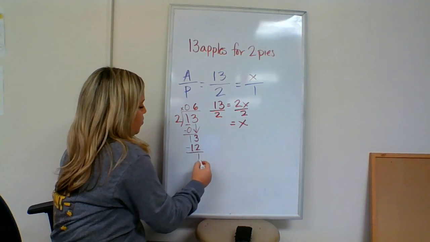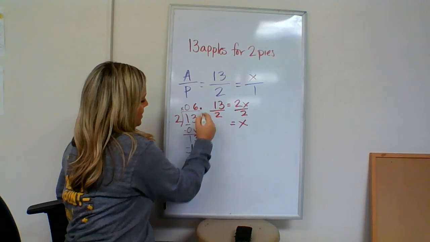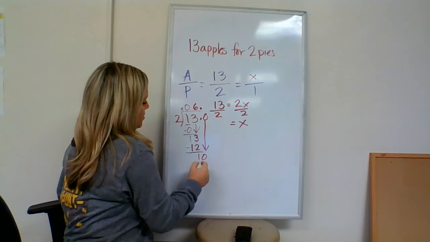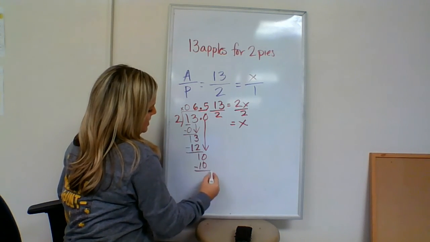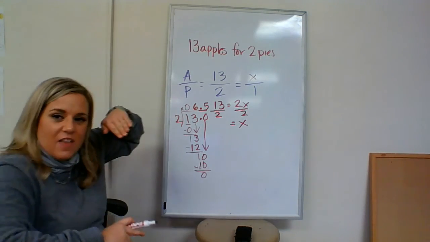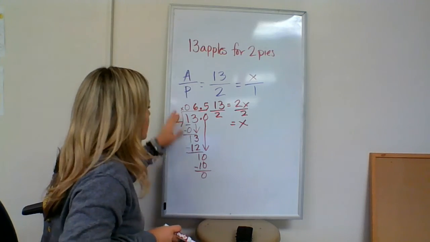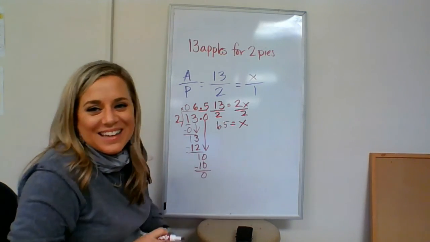3 minus 2 is 1. I'm going to have to add a decimal. Bring it up. 0. 2 goes into 10 5 times. 5 times 2 is 10. And we have a Cinderella fit. It's perfect. Nothing left over. That foot fit perfect in that shoe. So x equals, we hope, 6.5. But are we done? No.